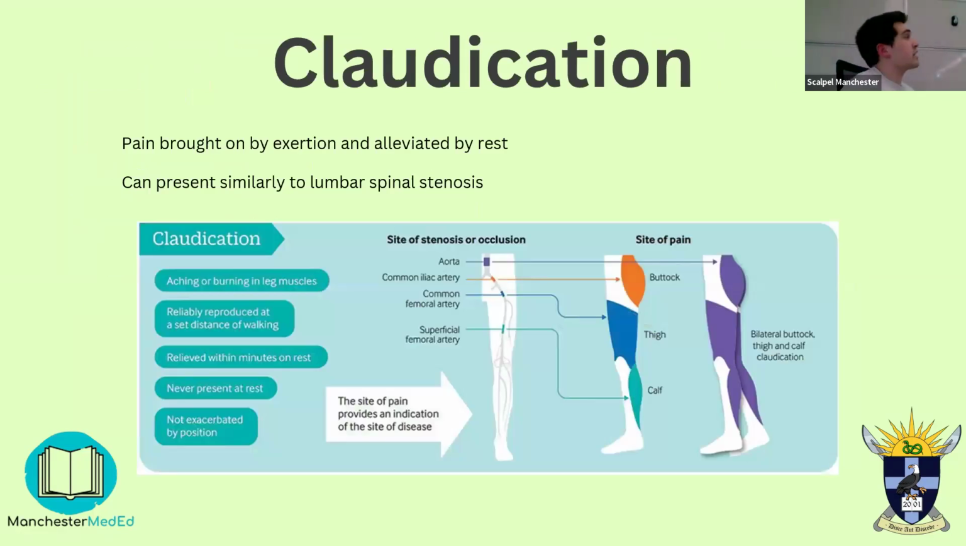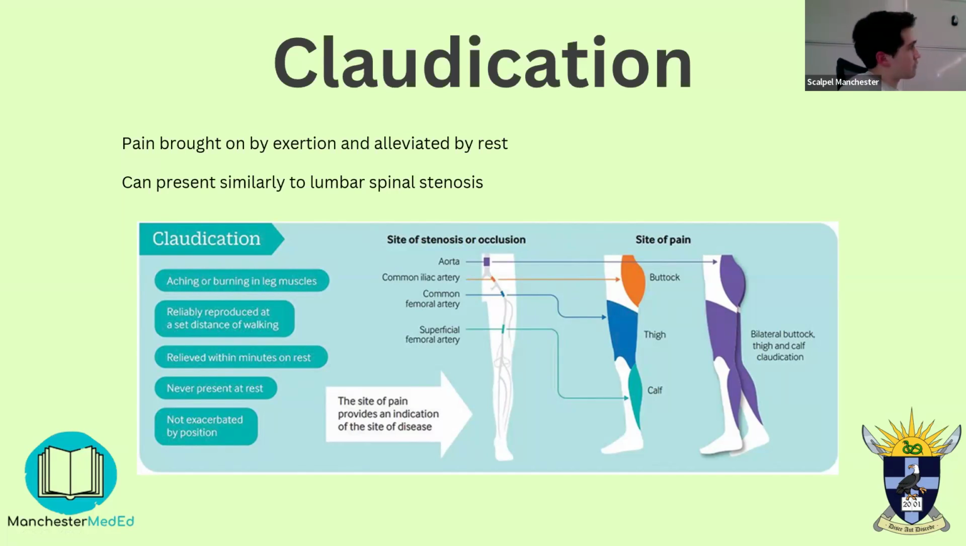So claudication comes from the Latin word claudicare, which means to limp. It's like angina in the leg. So it's ischemic pain brought on by exertion and alleviated by rest. This is quite a nice diagram actually that shows you the pathophysiology of claudication, because the site of the pain is entirely dependent on where the obstruction, where the blockage, where the stenosis is.